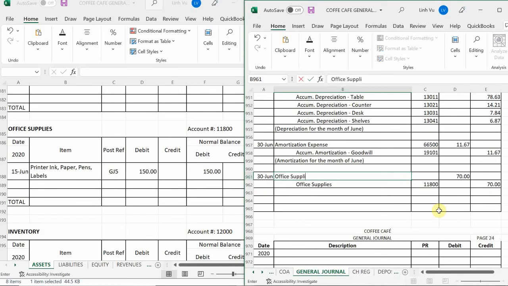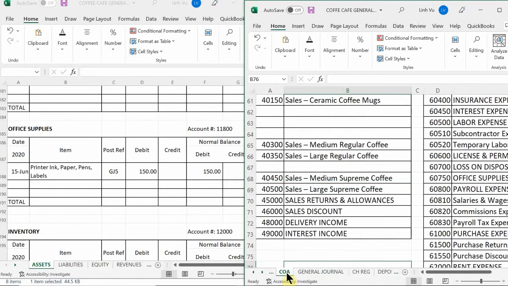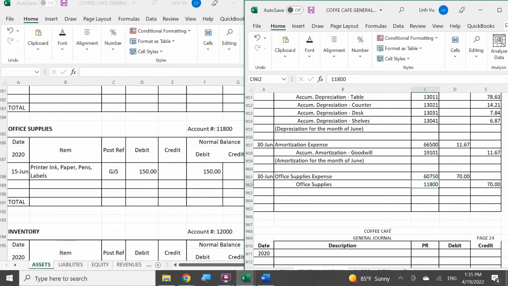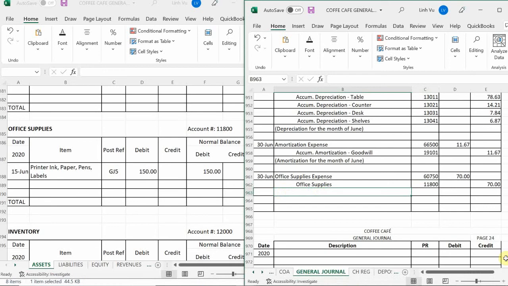This represents how much you use for the month of June. Okay, so office supplies expense, which is account number 6750. And I know I used it for $70. So make a little note here to adjust the usage of office supplies.